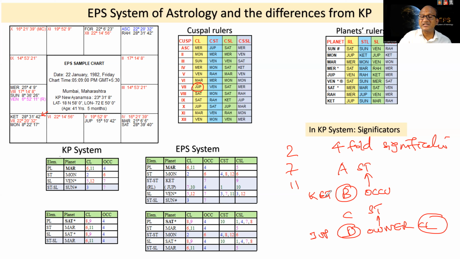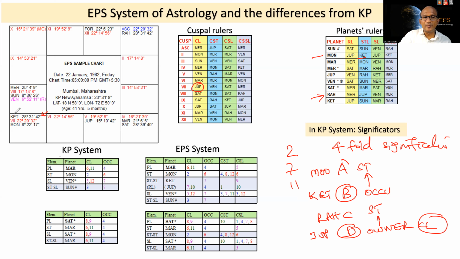Is there any planet in the nakshatra of Ketu? Yes, Moon is in the nakshatra of Ketu. Moon is A grade. And is there any planet in the star of the owner of the 7th house, that is Jupiter? Yes, Rahu is in the nakshatra of Jupiter. So for the 7th house, Moon, Ketu, Rahu, Jupiter are the A, B, C, D significators in the order of strength.